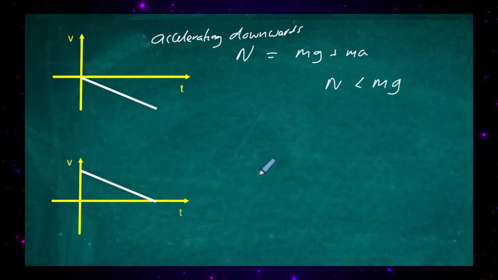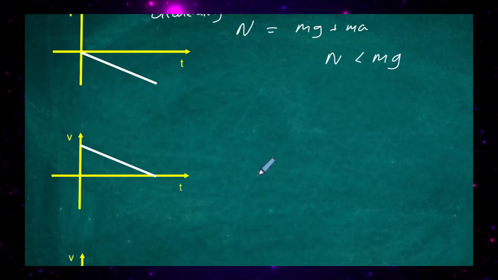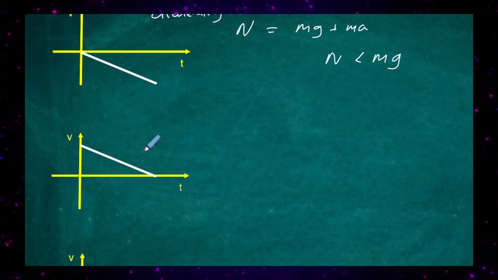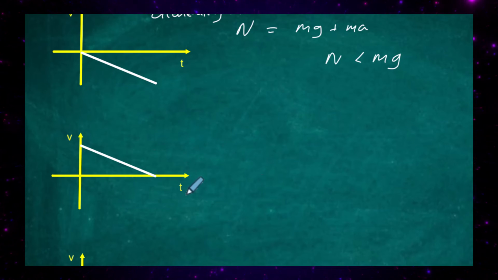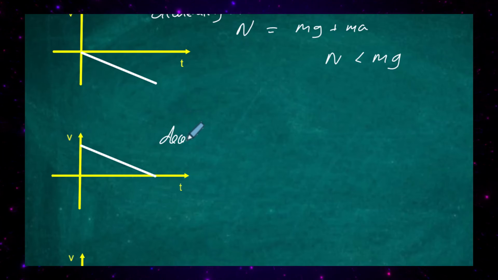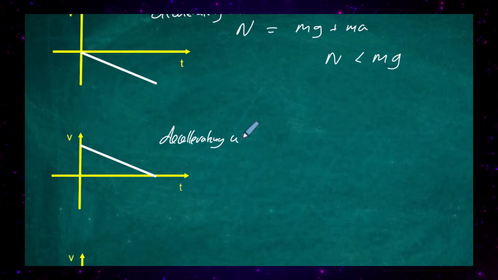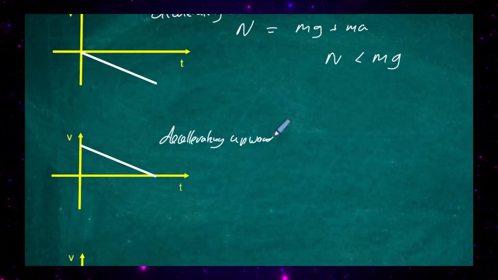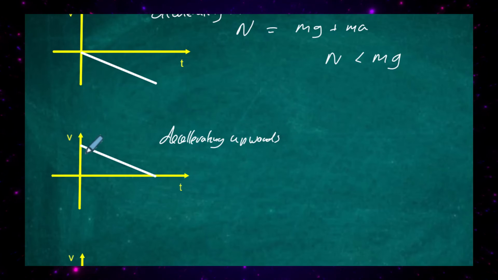Let's take a look at this one here. What's happening here? The velocity is decreasing and it's going upwards because we're in the up part of the graph. So the velocity is decreasing upwards. So therefore what we're doing here is we're decelerating upwards. The lift's coming to a stop in the upward direction. You can see the velocity is becoming less and less.